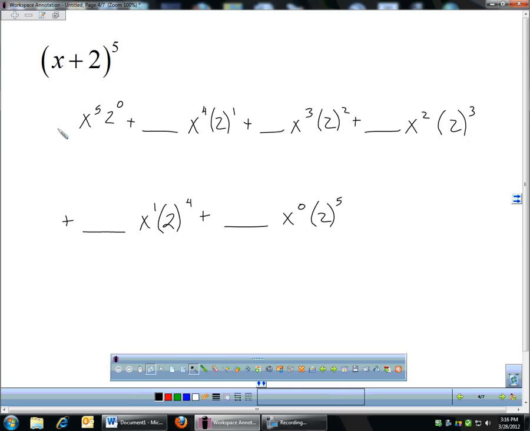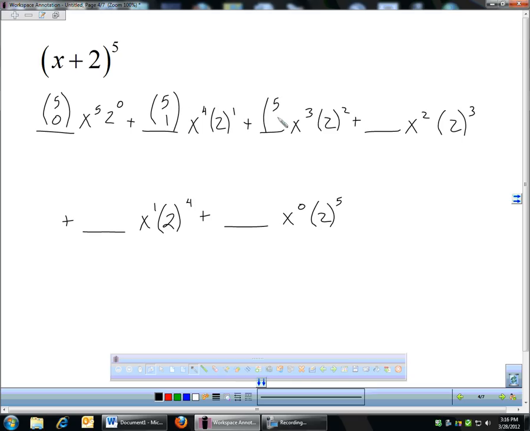My first parentheses, the top number is always the same as the original exponent. The bottom number, we start at 0, and then we count our way up. So the next one's going to be 5 choose 1. Next one's going to be 5 choose 2. Next one's going to be 5 choose 3. 5 choose 4. And 5 choose 5. Then we'll punch those in.